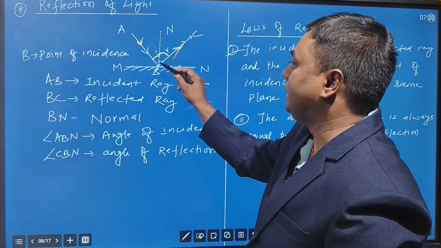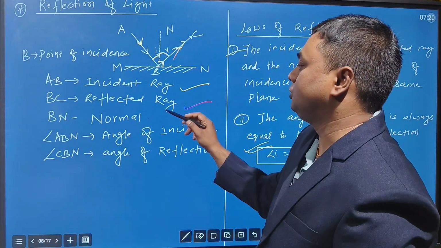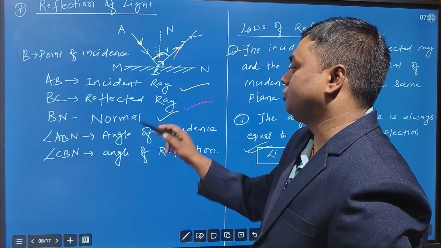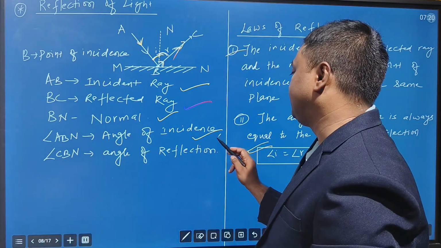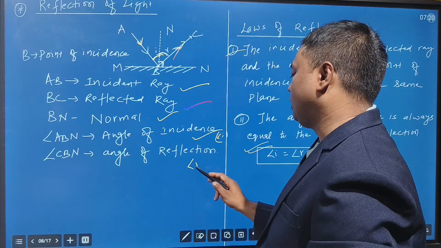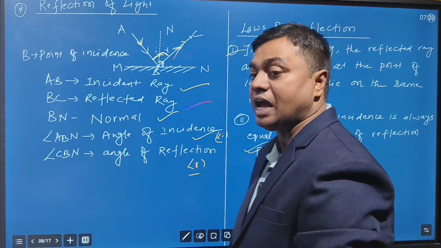If you draw a 90-degree line at this point B, that is called the normal. The angle made by the incident ray with the normal, this angle is called what? Angle of incidence. We represent it as angle I. And the angle made by the reflected ray with the normal is called what? Angle of reflection. We represent it as angle R.